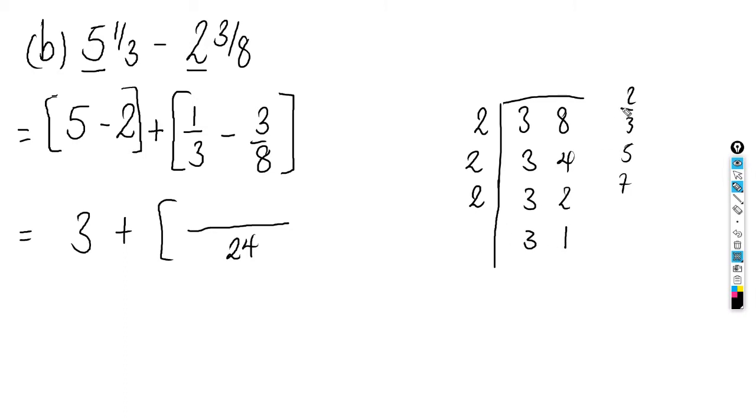Can 2 go into any of these? No. Can 3 go into any of these? Yes. So 3 into 3 gives us 1, 1. So we're finished. And to find the LCM, right, of the denominators, we're going to end up with 2 times 2 times 2 times 3, which would be 2 times 2 is 4, 4 times 2 is 8, and then 8 times 3 gives us 24.